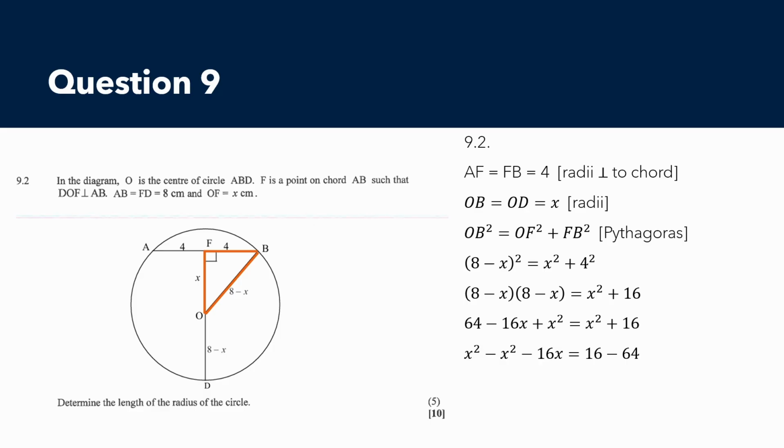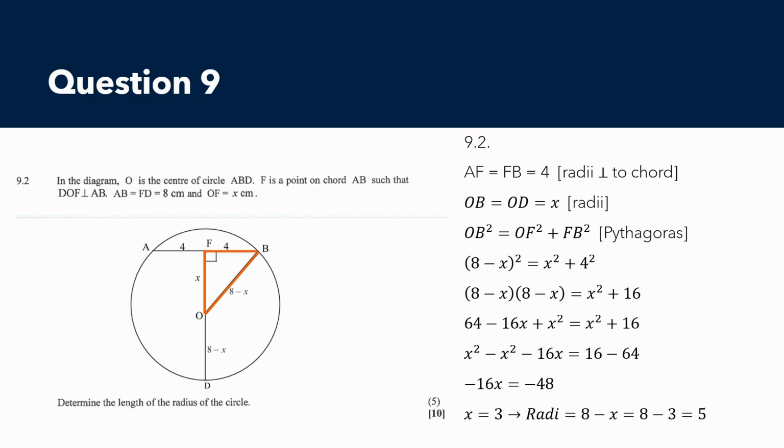And X squared minus 16X is equal to 16 minus 64. All I did there is group the like terms. And I'm going to be left with negative 16X is equal to negative 48, and hence X is equal to 3. But I'm not asked to find the length of X. I'm asked to find the length of the radius. But radius is represented by 8 minus X, and substituting in the X value that I found, radius equals 8 minus 3, which is equal to 5.